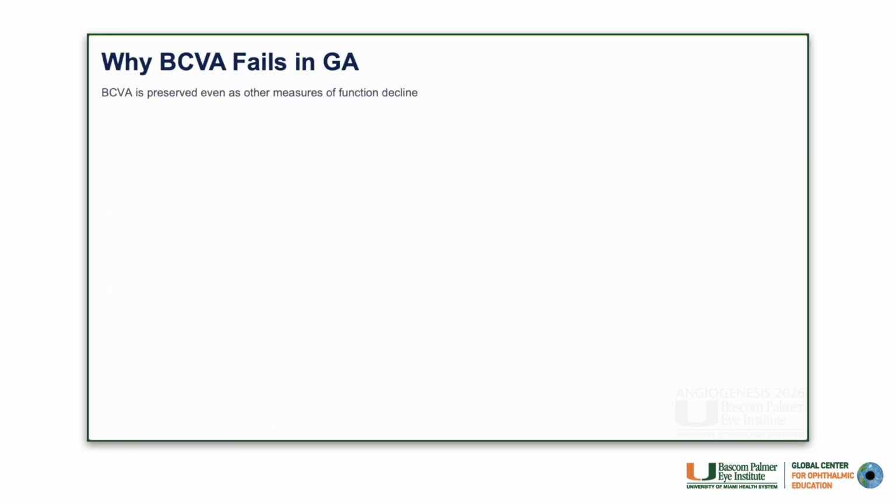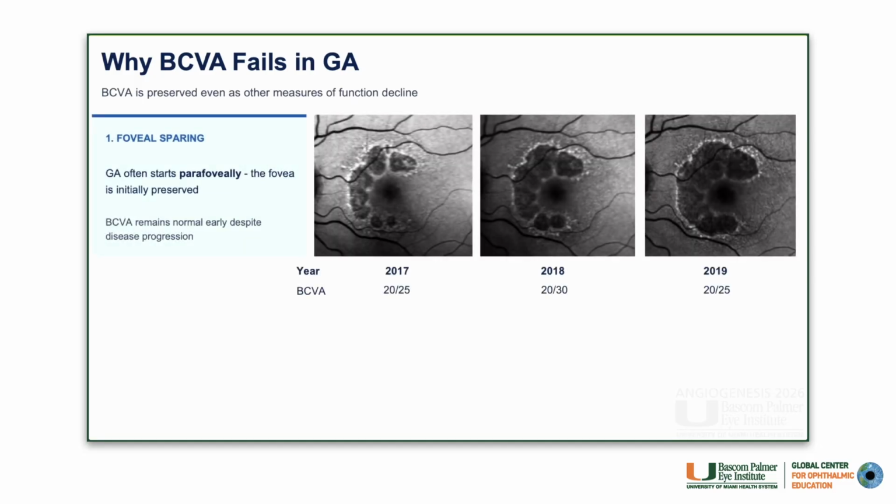So far, I've demonstrated that visual acuity is poorly correlated with the area, morphology, and growth of GA. But why does BCVA fail in GA? There are several reasons. First, foveal sparing is a key factor.